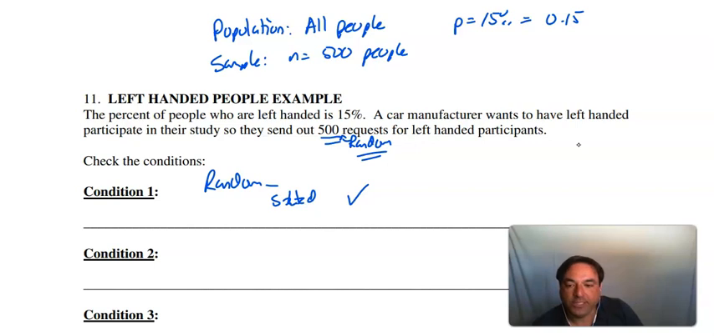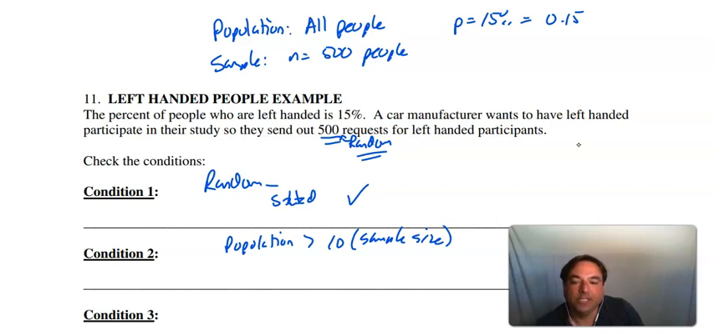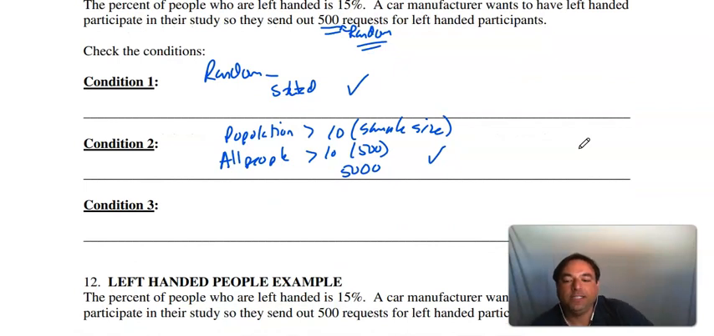Condition 2, remember what the condition is. Your population has to be greater than 10 times the sample size. So your population is all people. Is that greater than 10 times the sample size of 500? 10 times 500 is 5,000. Are there more people in the world than 5,000? Check, that passes. And then condition 3, n times p greater than or equal to 10, and n times 1 minus p greater than or equal to 10.